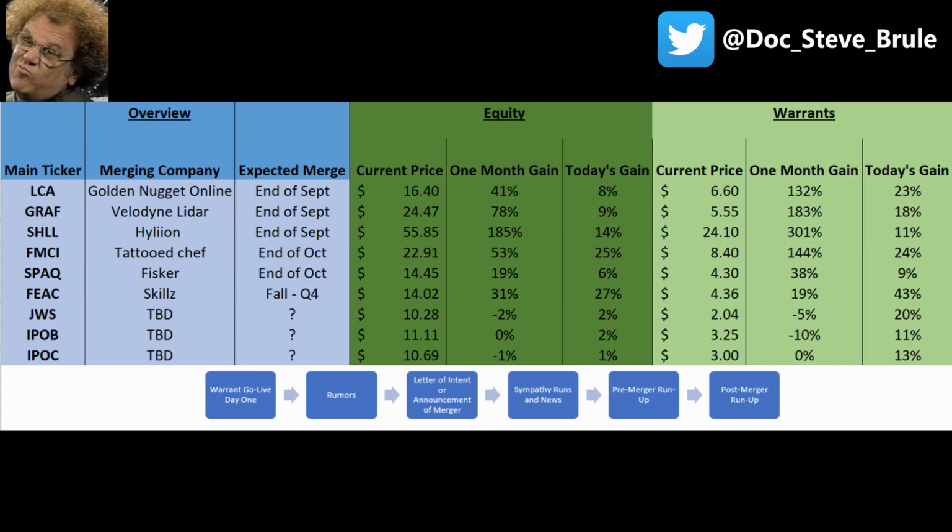Graph, Shell, SPAQ, all three in the EV space, super hot right now. With Tesla leading the charge, we're getting some great multiples. Nikola led the way also on the SPAC side of things. I think we're going to have some really huge gains here, especially on SPAQ, which hasn't run all that much yet. FMCI is into the grocery freezer section with vegetarian foods, really popular, growing quickly.